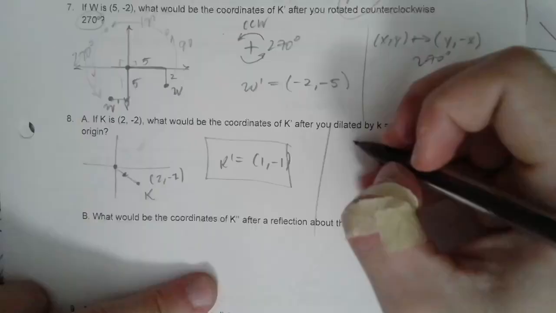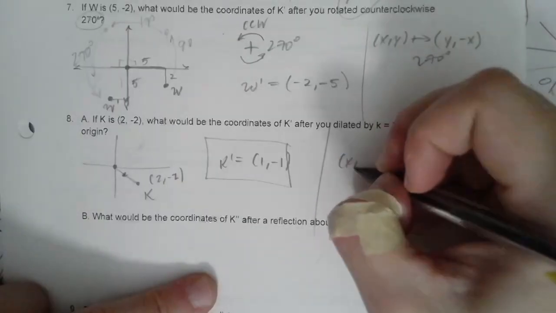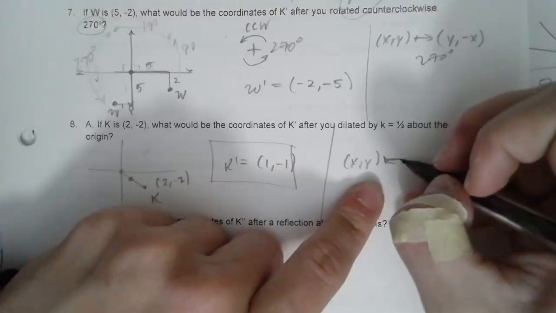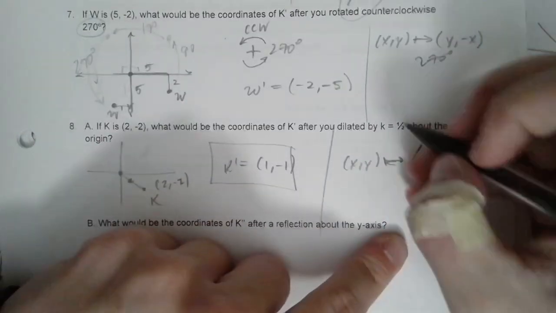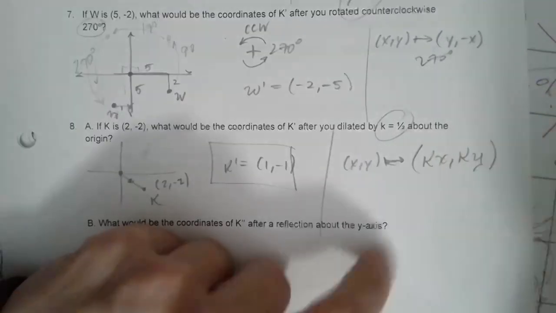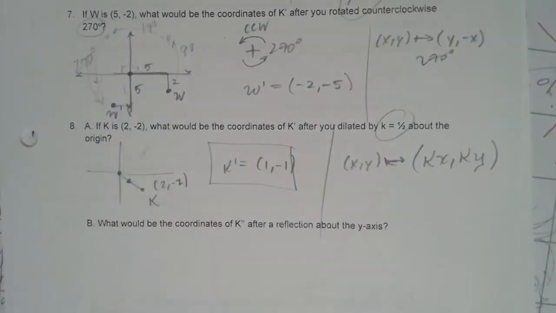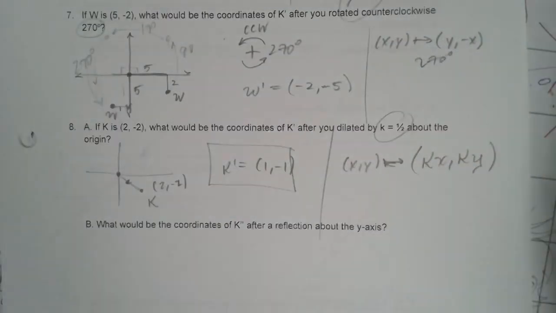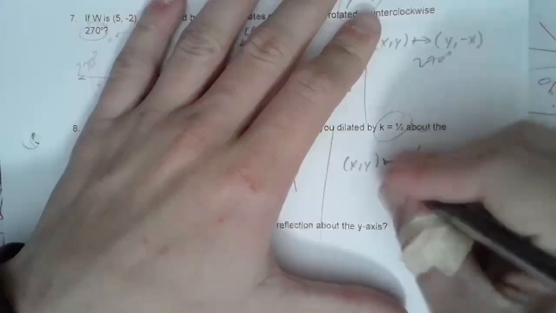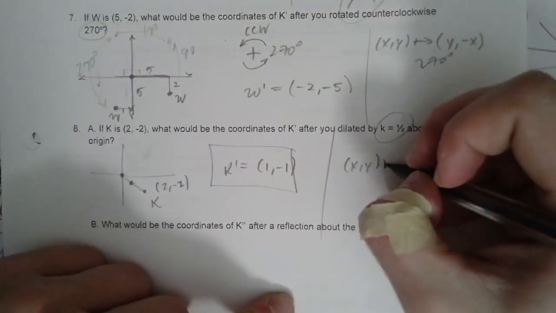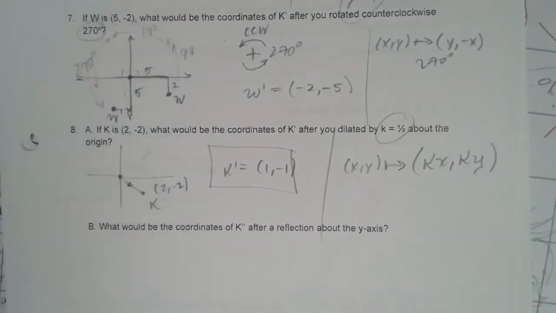All right? And the rule here is xy gets moved to k times x, k times y. Alrighty? So I just multiplied 1/2 by 2, and 1/2 times negative 2 to get my answer here. I don't know why this maps to symbol comes out so bad over here. The paper's curled up, so I can't trust my hand as much on that side.